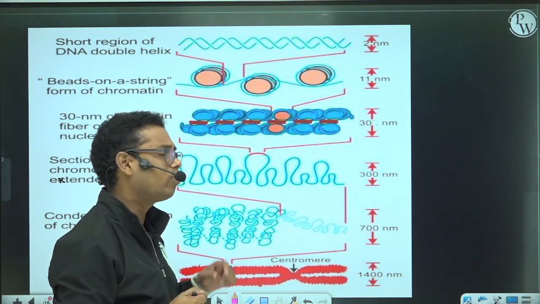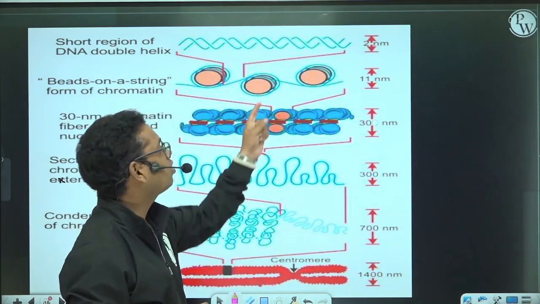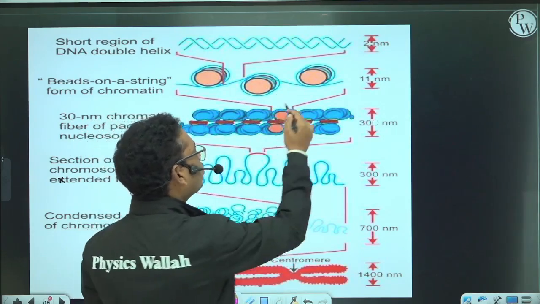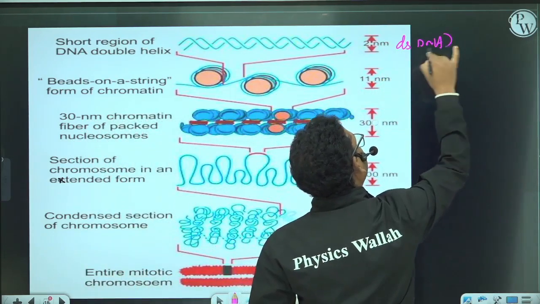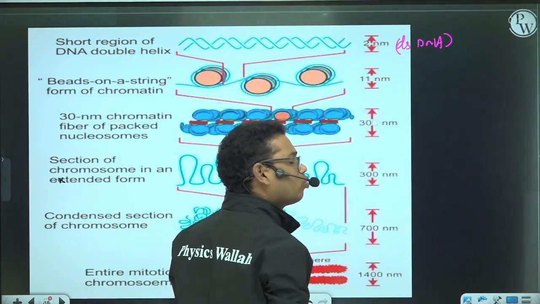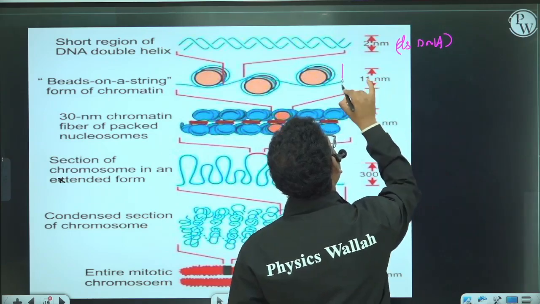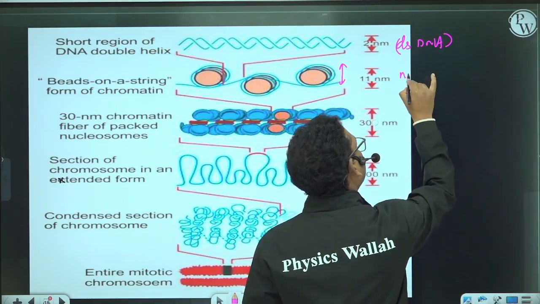So in this case, what is compared with the string? It is the DNA. What is the bead? It is the nucleosome. So this is double-stranded DNA. The width of the double-stranded DNA is 20 angstrom, that is 2 nanometer, and the width of the nucleosome is this width, 11 nanometer. So this is the nucleosome.